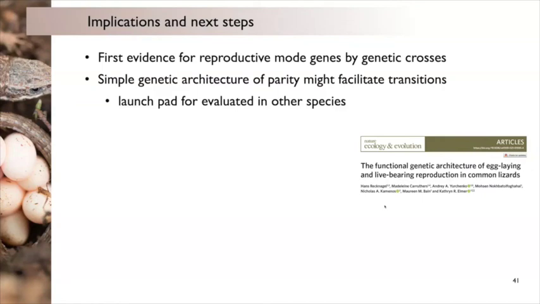And so the hope for the next steps is that we can use this as a launch pad to evaluate reproductive mode evolution in other species, because now we have a genetic architecture and we have some key candidate genes. And we suggest that this relatively simple genetic architecture might facilitate these repeated transitions that have happened. And in order to test this, we'll need to look across more evolutionary replicates.